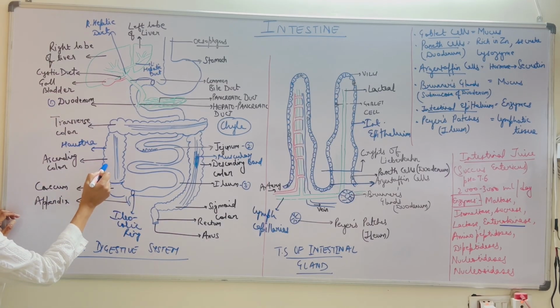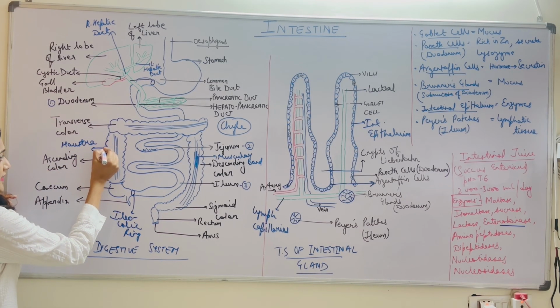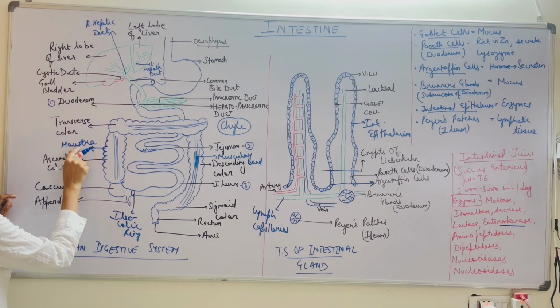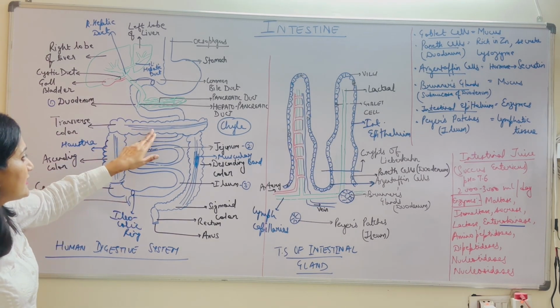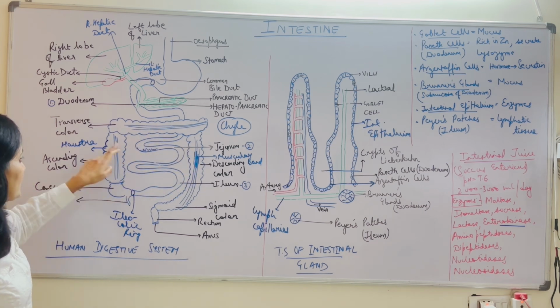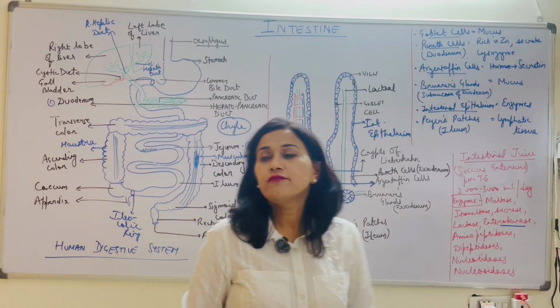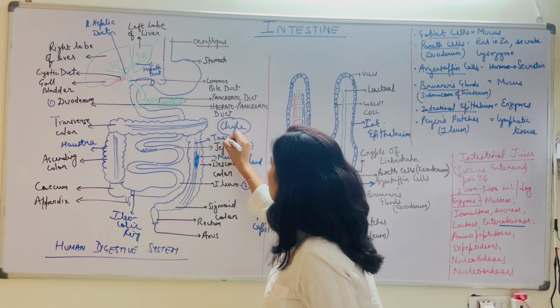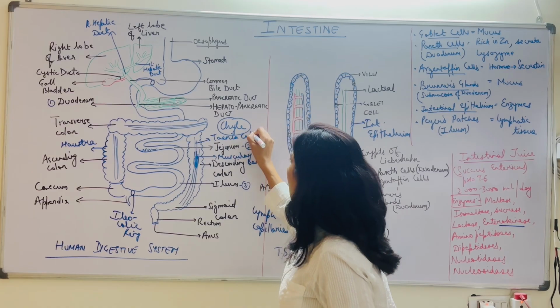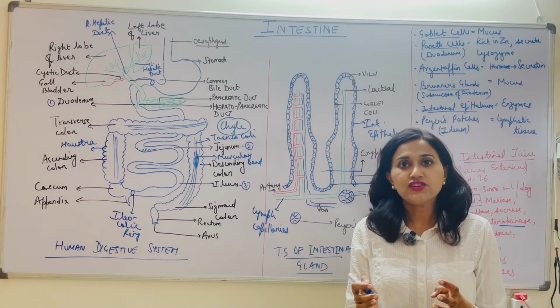One more thing you will see, that when I am drawing the colon, I am making these small pockets. These are known as haustra, and these are for increasing the surface area. Then the three muscle bands, you can see three lines are drawn here. These are the three thick muscle bands which are known as taenia coli, which are for giving firmness to the large intestine.